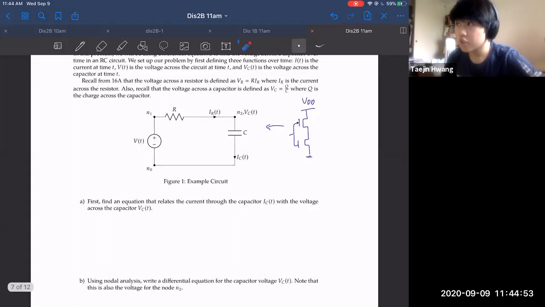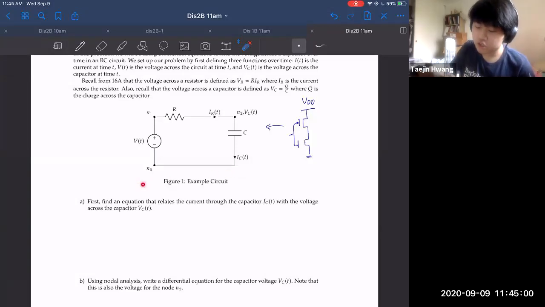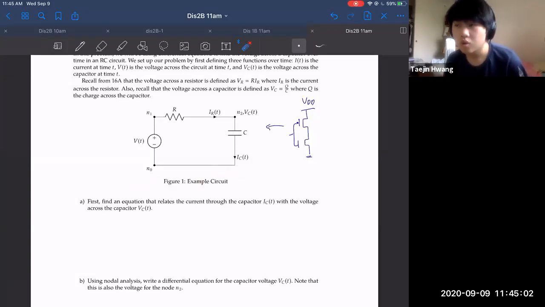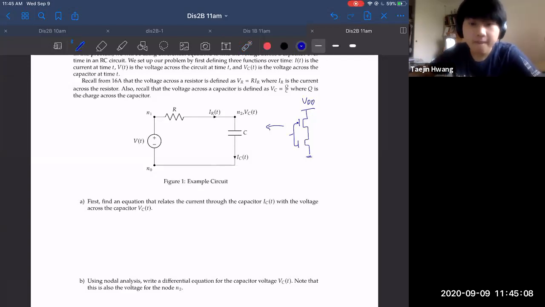So do you have any other questions about the overall plan for today? I think we're going to mainly look at how to solve these circuits. And if we have time, we're going to look at how to graph the solutions as well. So, okay.